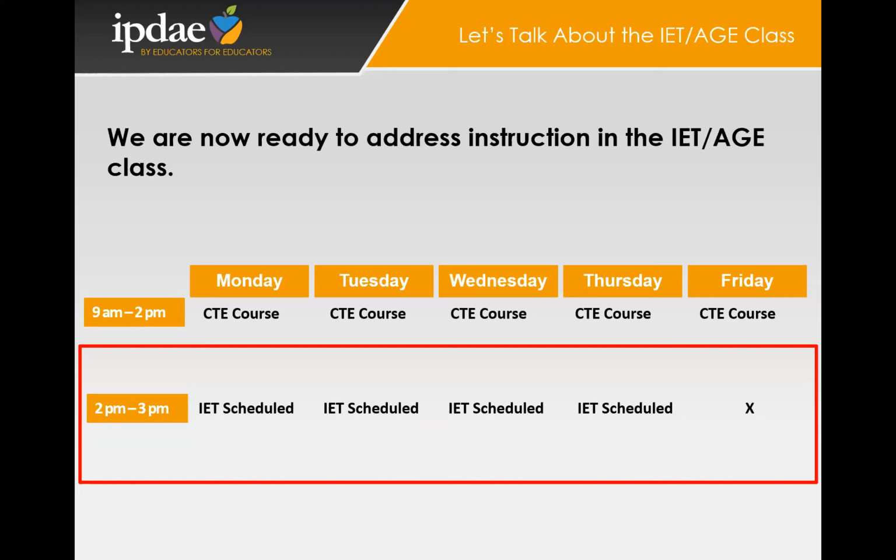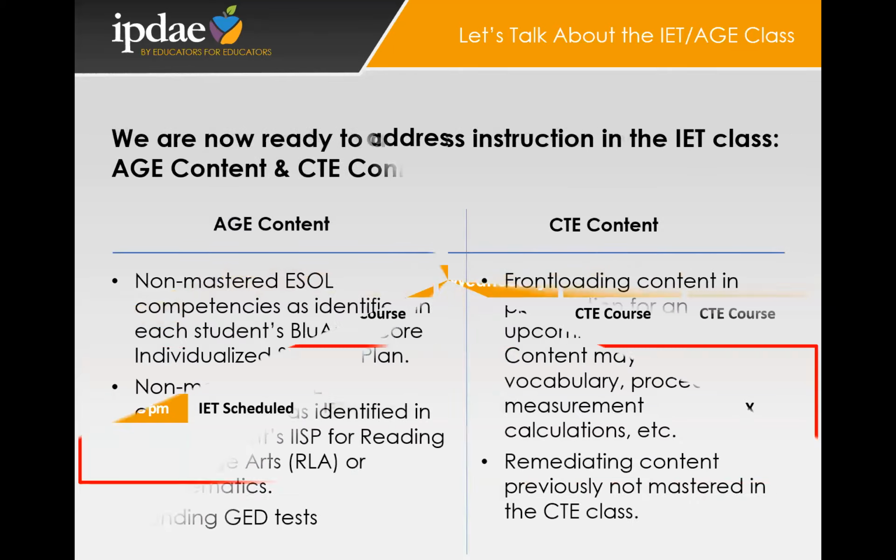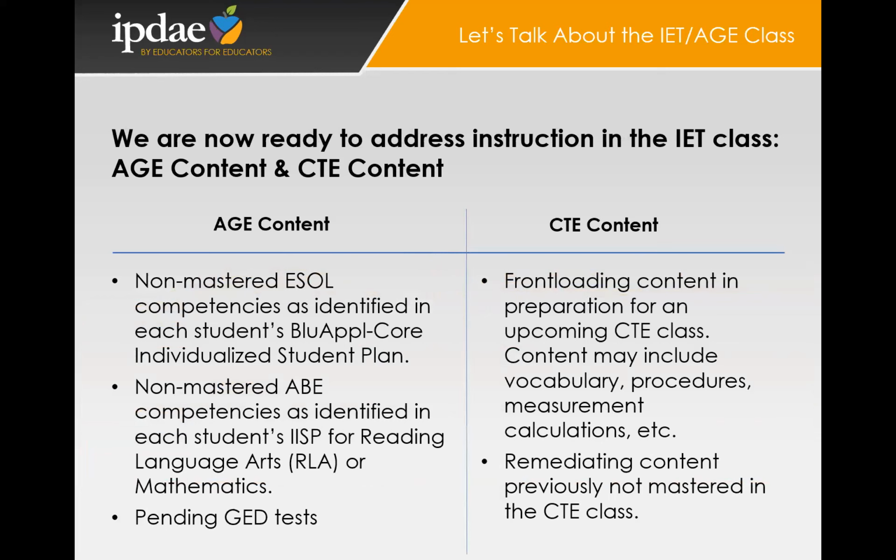Now, in order to address instruction for our hybrid model, remember that the IET class follows the partially integrated model, okay? And in this model, you have one instructor in the class, and that is the IET instructor. So what does the IET instructor cover in the IET class? Well, you can basically divide the content into 2 areas. AGE content includes the ESOL students who need to move to the next functional level, right? Or ABE students who need to move to the next functional level in reading or math, right? Or GED students who have a pending subject area test to pass.